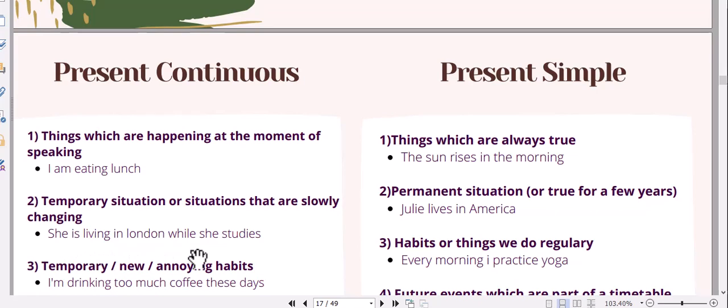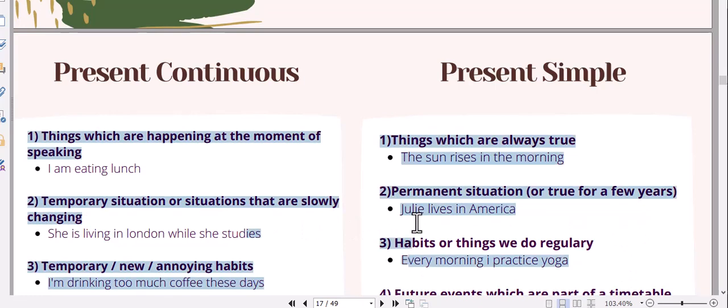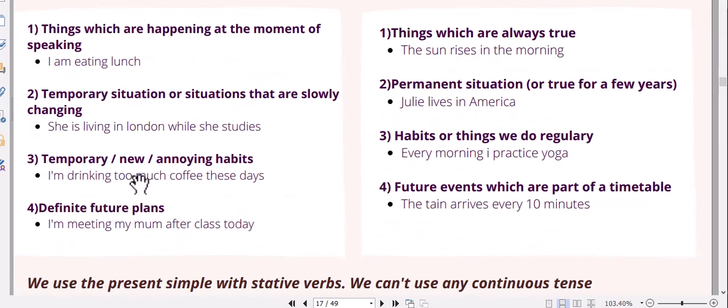She's living in London while she studies. Temporary situation or permanent situation, maybe this is the same, but you need to know the situations that are slowly changing. Okay. We have here temporary now, an annoying habit: I'm drinking too much coffee. Habit, or things we do regularly. Okay. And defined future plans. Also here we use it for timetables. Okay, and we have it here.